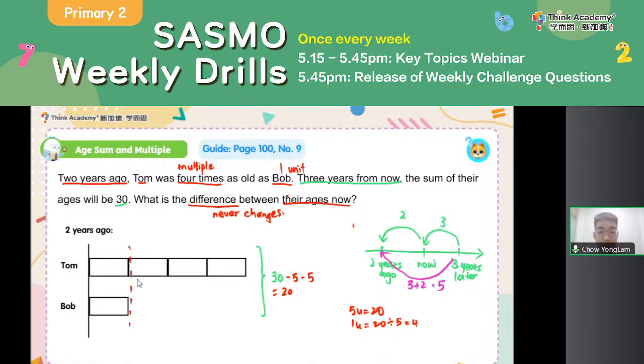So what is the age difference? You just look at the difference. The difference has how many units? 3 units as the difference. So we will do 3 units equals 4 times 3 equals 12. So with that, we can get our answer. The age difference will be 12 years.